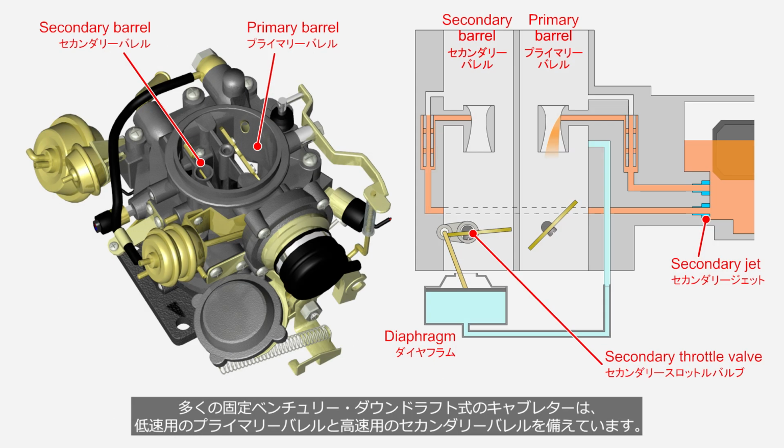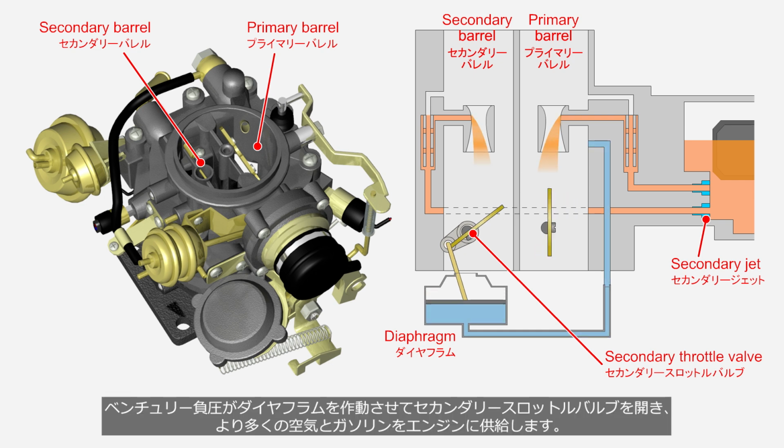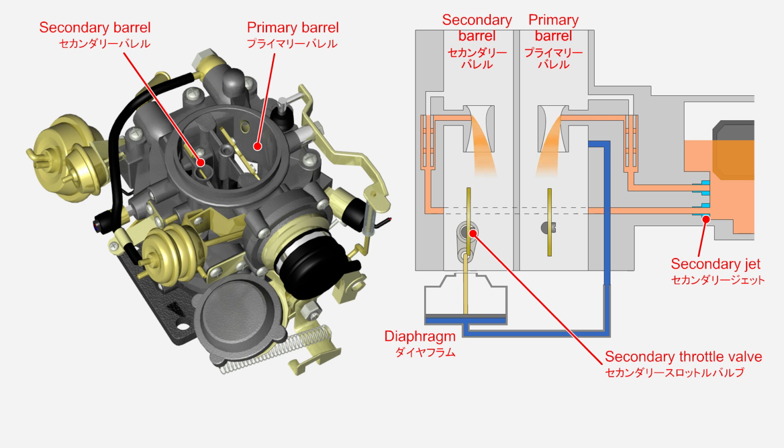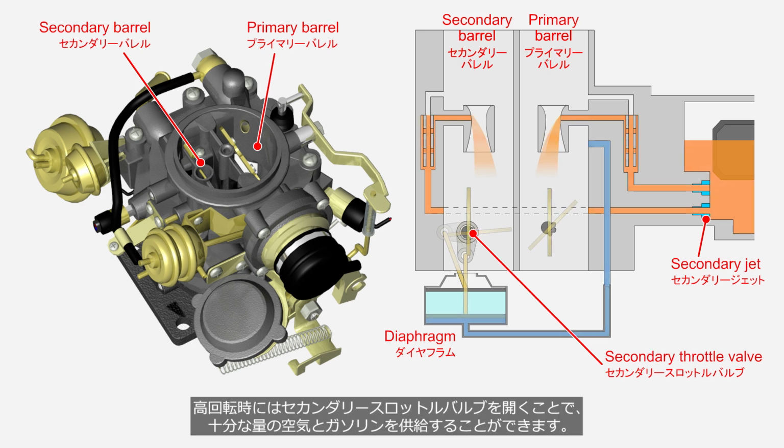Many downdraft fixed venturi carburetors are equipped with a primary barrel for low speeds, and a secondary barrel for high speeds. When the engine speed exceeds a certain point, the venturi vacuum activates the diaphragm, opening the secondary throttle valve, and supplying more air and gasoline to the engine. At low engine speeds, closing the secondary throttle valve reduces the effective barrel diameter, increasing the intake air velocity, and allowing efficient gasoline delivery. At high engine speeds, opening the secondary throttle valve allows for the supply of sufficient air and gasoline.